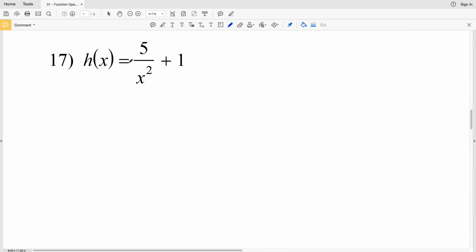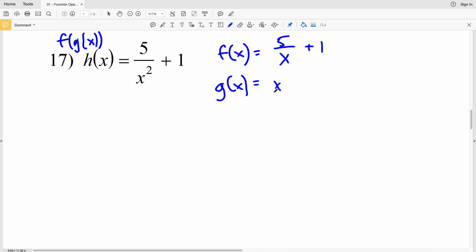In number 17, it tells us that h of x, remember h of x is f of g of x, is equal to 5 over x squared plus 1. So we're plugging some function value in for our function of f. I think the easiest way is to work starting from our function f. So f of x can equal, well, let's have it be 5 over x plus 1. And if f of x is 5 over x plus 1, how do we go from x to x squared? That means that g of x will need to be x squared.